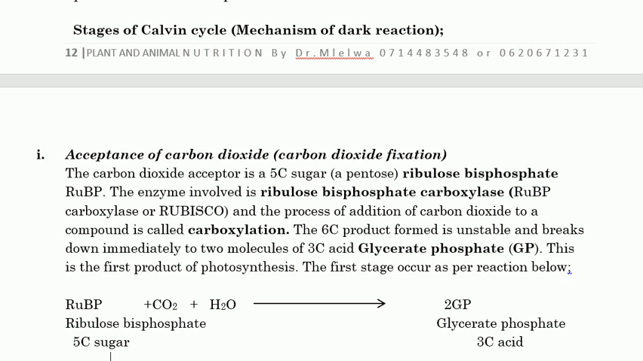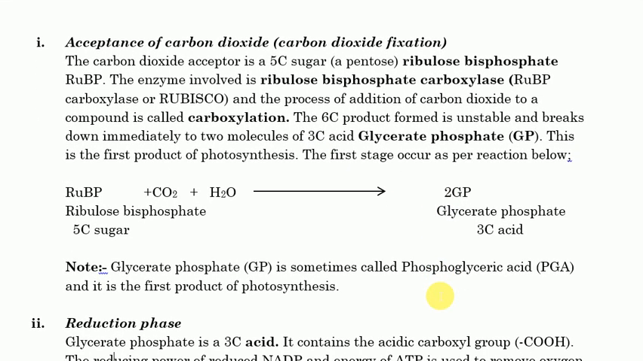This is the first product of photosynthesis. Remember, this is the first product of photosynthesis. It's called glycerate phosphate, and this is an acid. As you can see, it is a 3-carbon acid. The first stage occurs as per the reaction below. So this reaction summarizes our first stage.